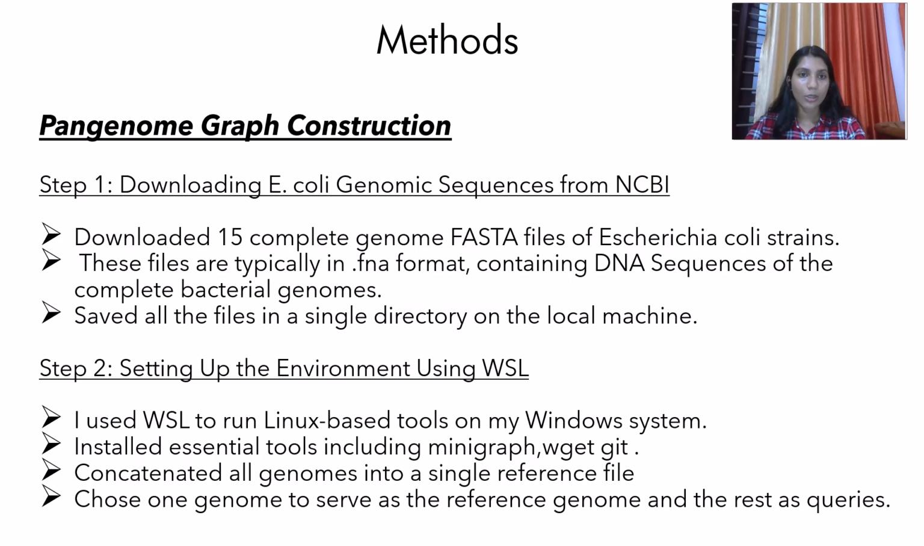Then moving to methodologies. Here, first I downloaded the 15 complete E. coli genome sequences from the NCBI database. All are in FASTA format, and then I used WSL to run the Linux-based tools on my Windows laptop. Next, I installed Minigraph, wget and git, then concatenated all genome files and picked one strain as the reference. The rest were used as queries.